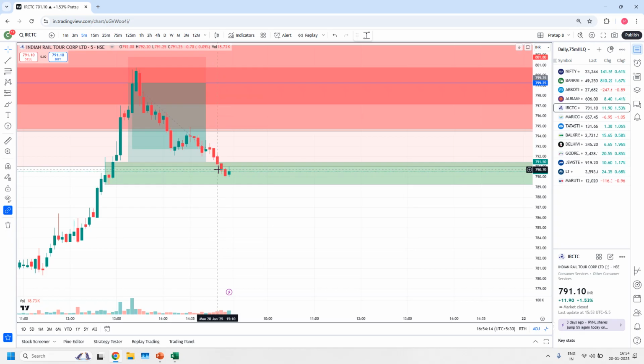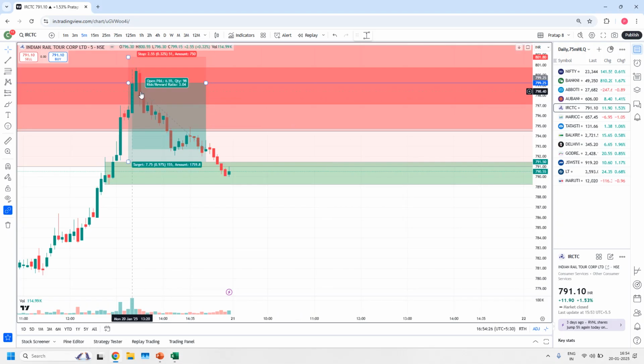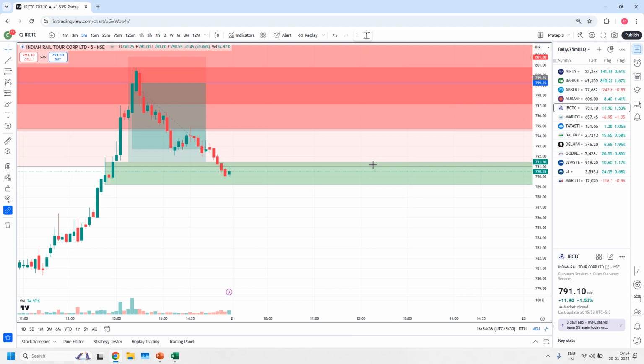This is the way IRCTC has given a profit. 6,825 rupees profit it has given. And what is the ROI? The ROI is 4.9% as per one futures margin cost. I am always taking futures margin cost as a reference. That is our investment.